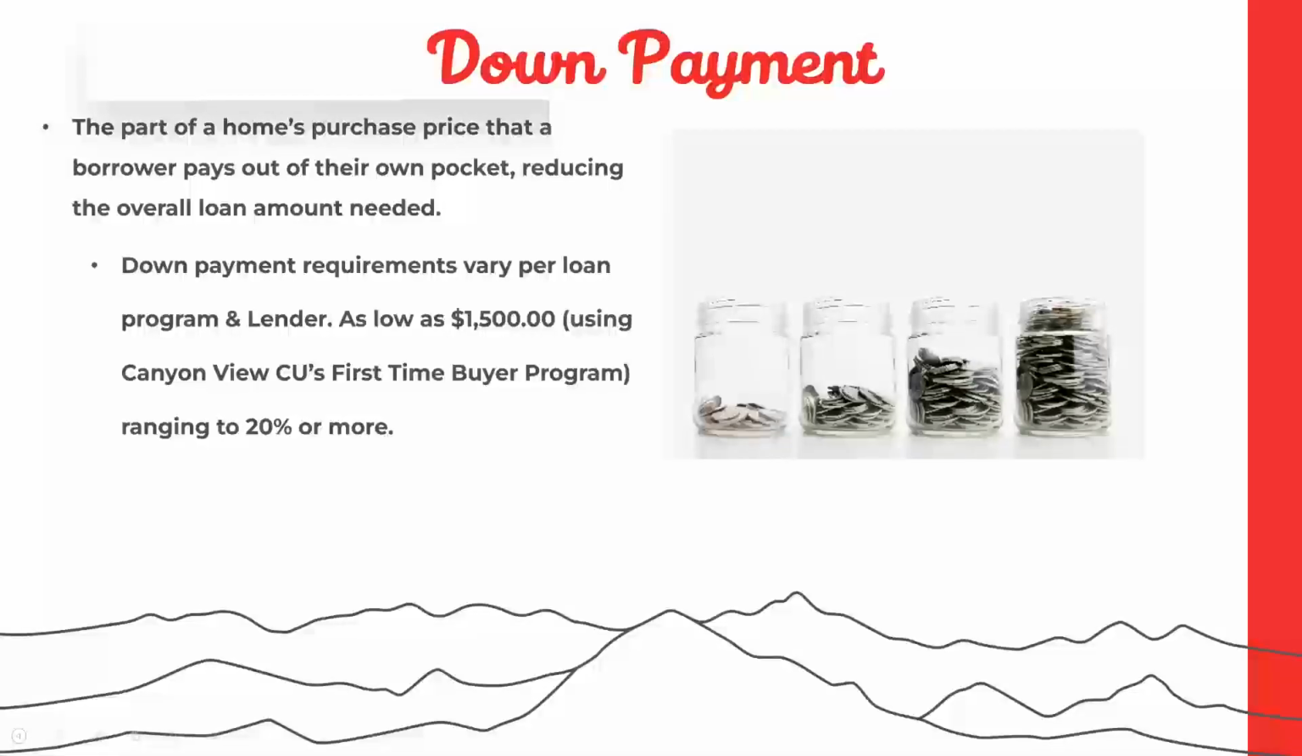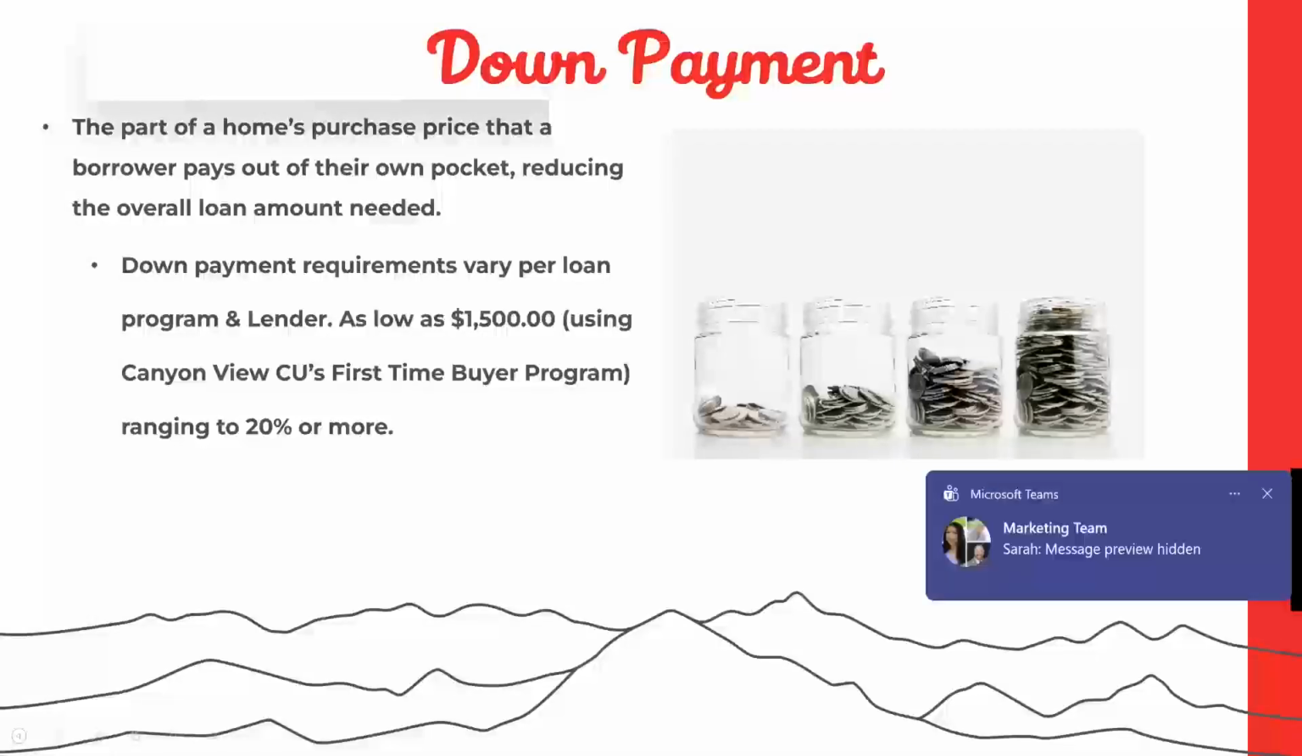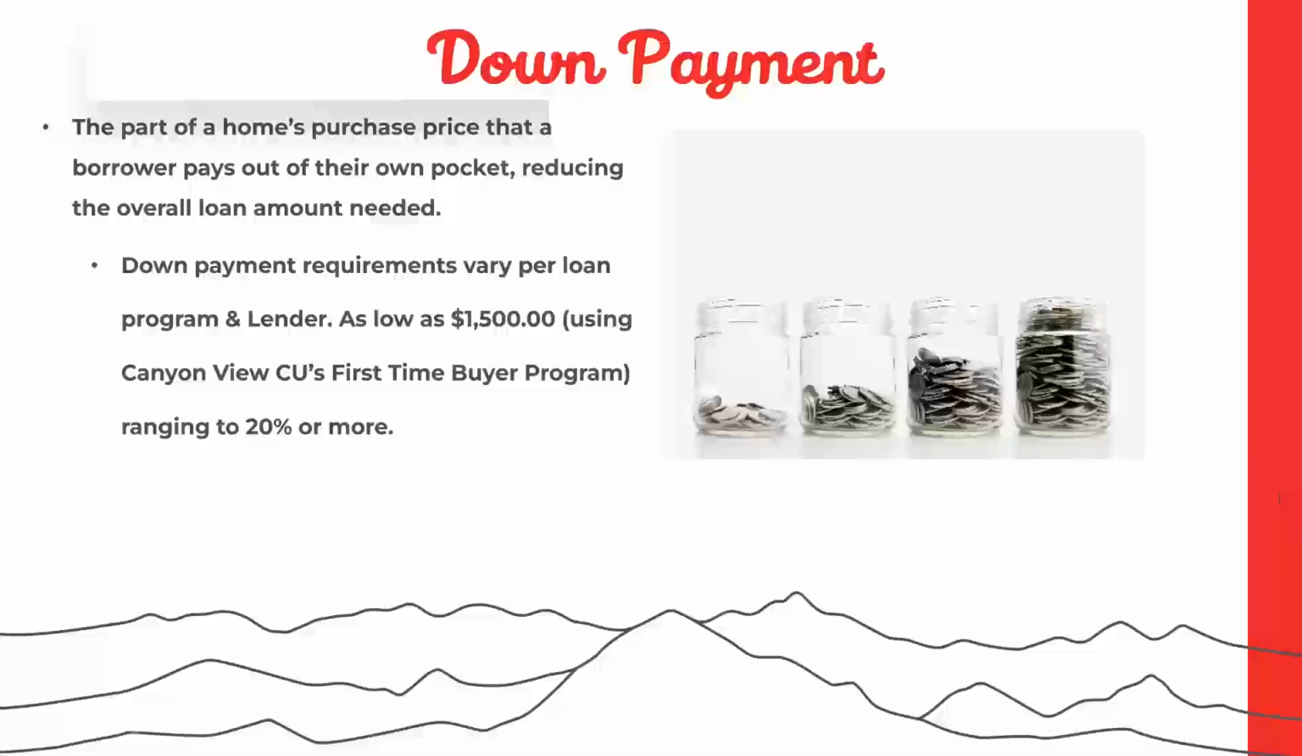Canyon View has a unique program, our first time buyer, which requires a minimum of $1,500 to come from your own bank account. We can also originate loans ranging as little as 3% all the way up to 20% or more. If you have any questions about down payments, feel free to reach out to me after the webinar.